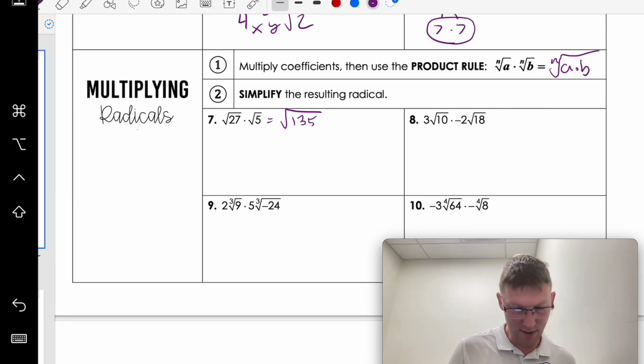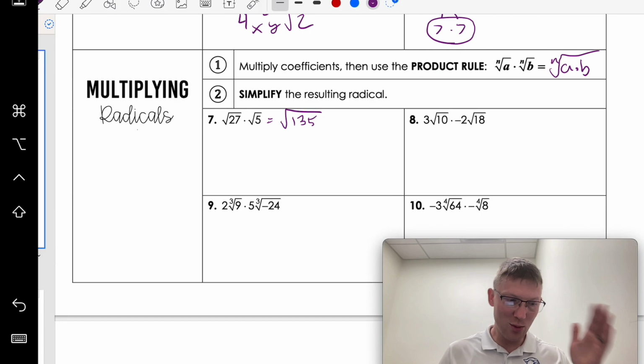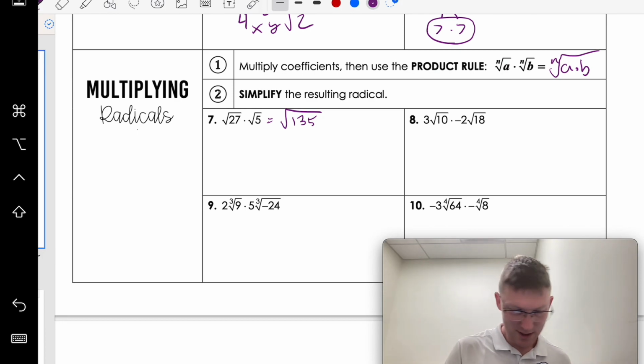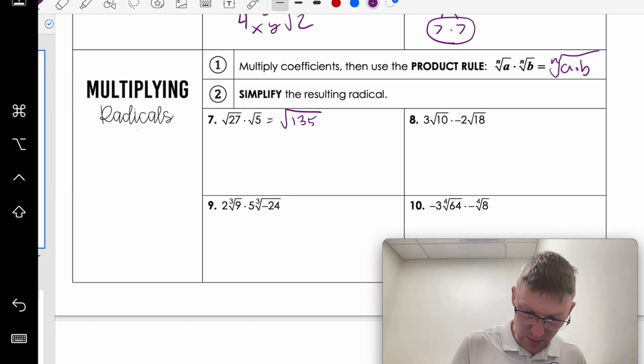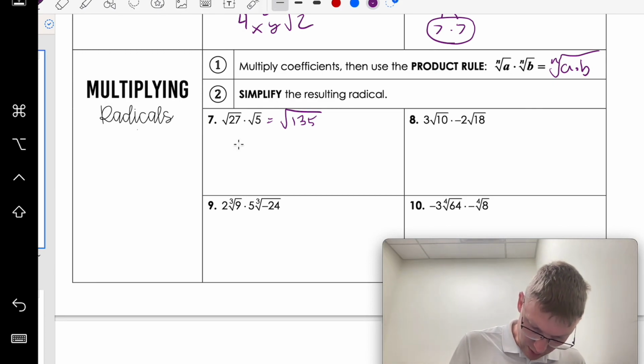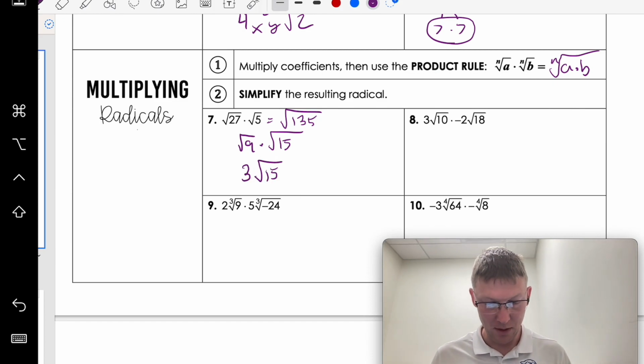But hey, whatever. Because we multiplied by 27, I know that a 9 comes out. So I'm just going to take 135 divided by 9. And we're going to get 15, which is not a perfect square. So when the 9 comes out of the square root, we're going to have 3. So I'll write that out. So we've got 9 times the square root of 15, which then equals 3 square root of 15.